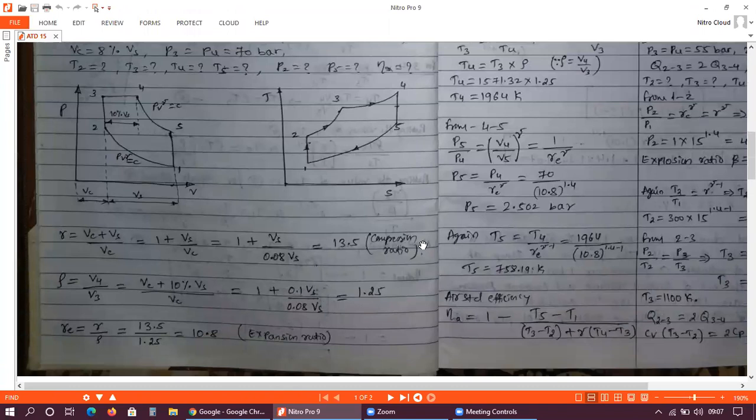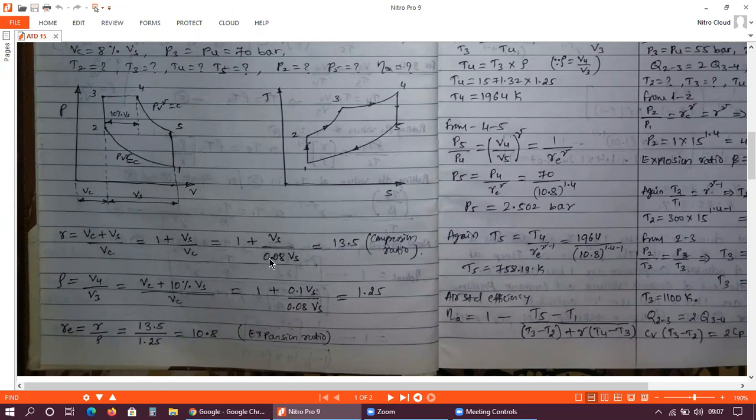So here, the very first step is the compression ratio. R is equal to Vc plus Vs divided by Vc. So Vc is nothing but the clearance volume, plus stroke volume, divided by clearance volume. Okay, if you rearrange it and substitute the values, you will get R is equal to 13.5, the compression ratio. As you can see here, I'm going to replace this Vc by 8% of Vs, right?